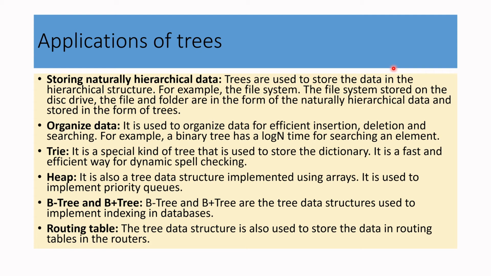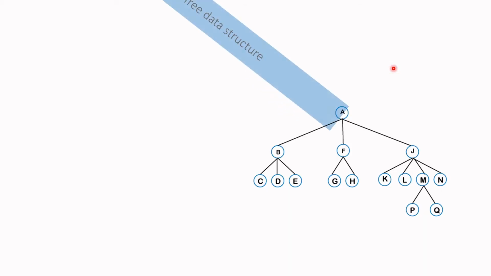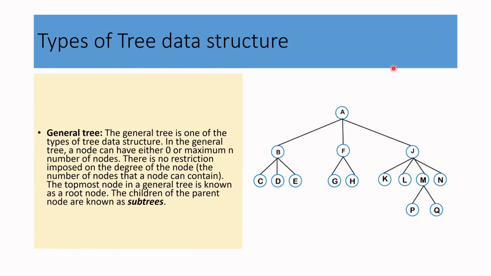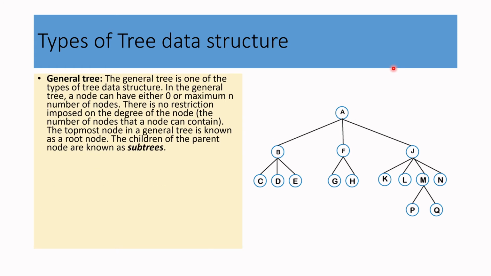Okay, so the types of tree data structure: we have multiple things. Like the general tree, which is one type of tree data structure. In a general tree, a node can have either 0 or a maximum of n nodes, and there is no restriction imposed on the degree of the node, the number of nodes that a node can contain. The top node in the general tree is known as the root node. The children of the parent are known as subtrees.